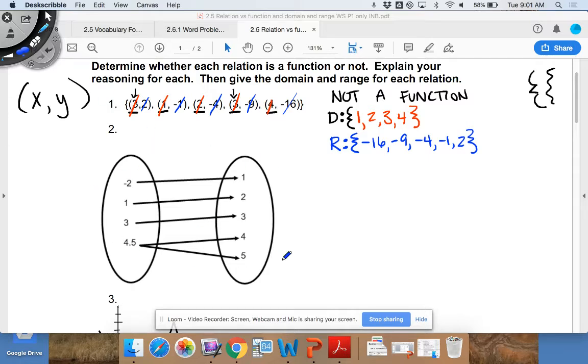Number 2 is called a mapping diagram. So just a quick review. These I call my little Indians, and these are the buffaloes. And so each Indian can shoot one arrow, and that's fair. But this guy decided to shoot 2 arrows. Is that fair? No. So is this number 2 a function? No, not a function.